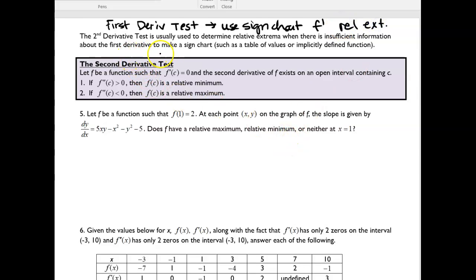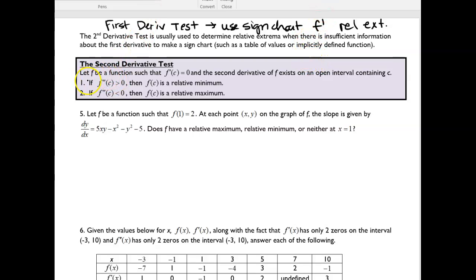So the second derivative test will determine relative extrema, but it will use the first derivative and the second derivative. Usually what we use it for is when we don't know enough about the first derivative to make a sign chart. So for example, if we have a table of values or if we have an implicitly defined function. You can use it with polynomials, it's just often used for these other cases.